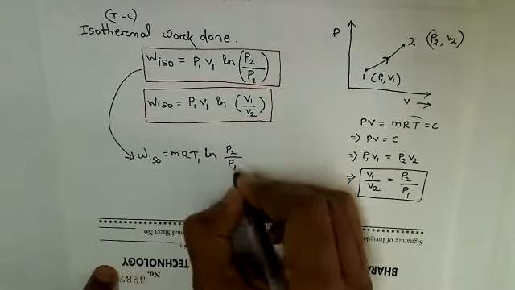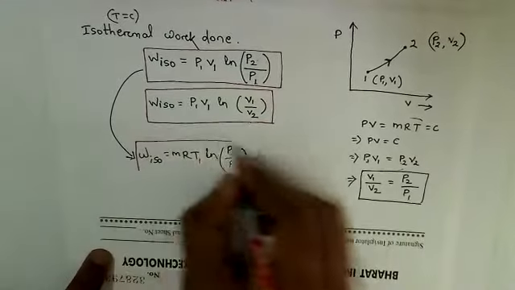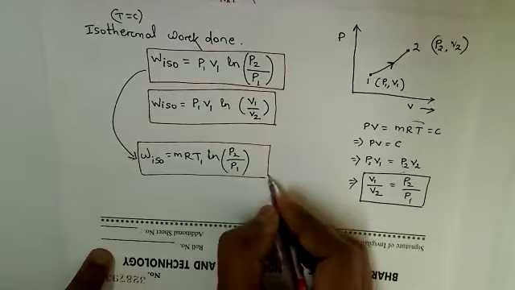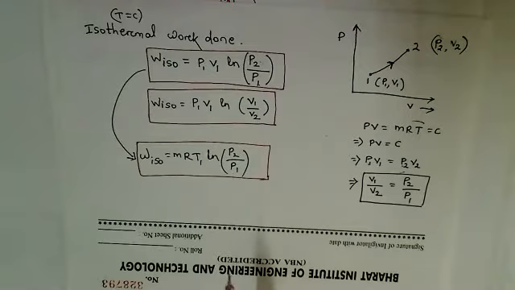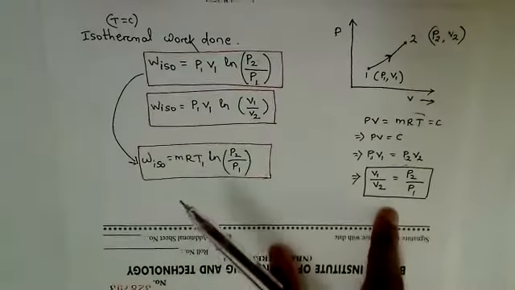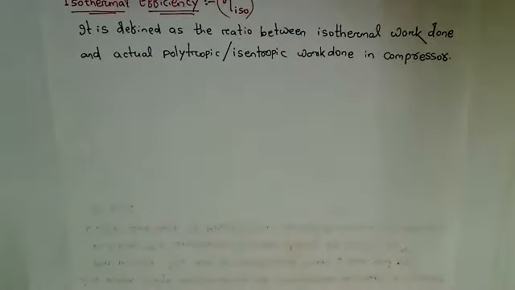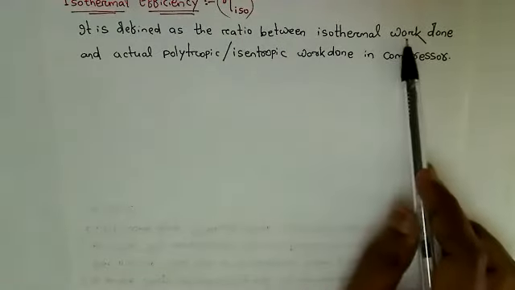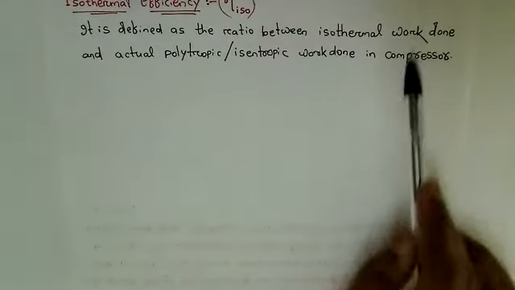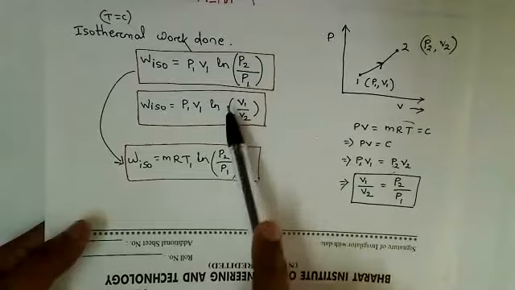So based upon the demand of the question, you have to put any of these formulas. Okay, so this formula you have to remember. This is the formula to identify the isothermal work done. Here, isothermal efficiency is defined as the ratio between isothermal work done and the other work done. Here we have found the formula for isothermal work done. Any formula you can take.